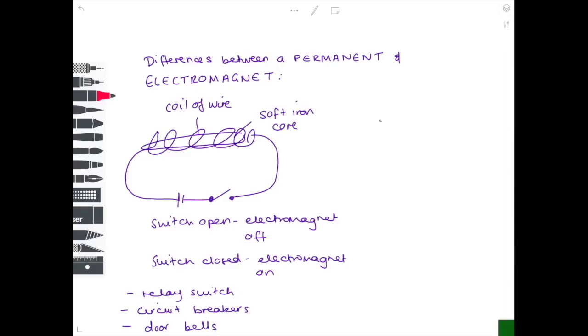Whereas if we look at a permanent magnet, so again, because it's the easiest for me to draw, I'm drawing a bar magnet here. You can see that they are always magnetic. They're made out of a hard magnetic material.